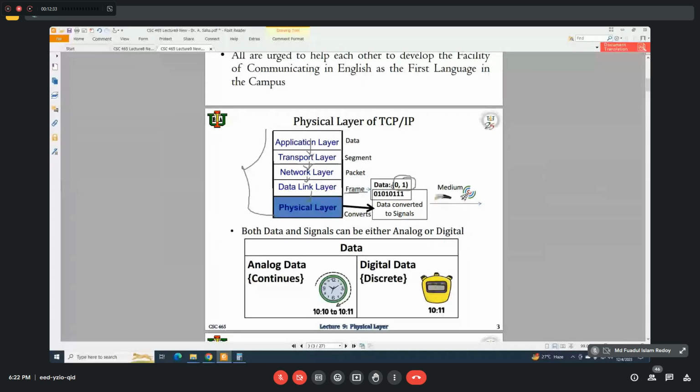What is the responsibility of the physical layer? To convert the digital data to the signal. This is a digital data, for example, represented with 0 and 1. After conversion, the data is converted to signals. The physical layer's responsibility is converting the data to signals. These are then sent to the medium. It can be a wired medium, or it can be a wireless medium.